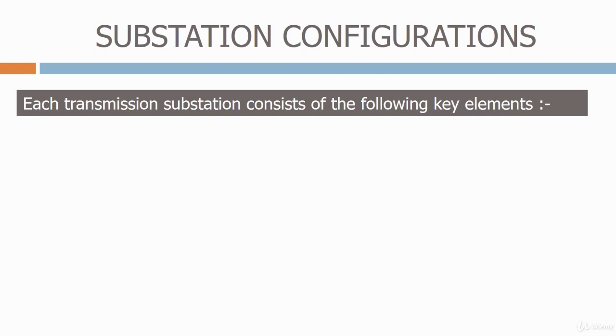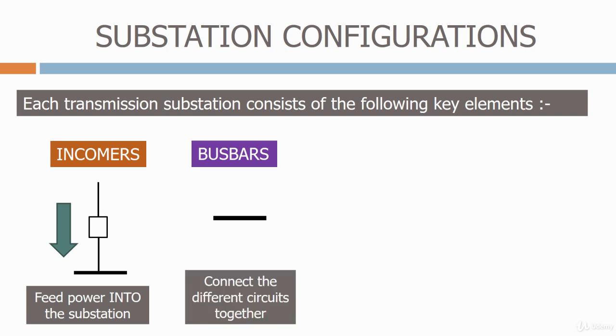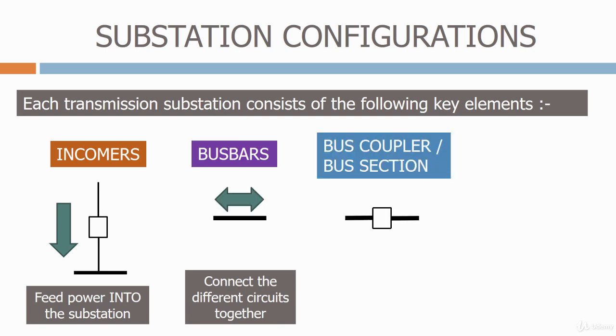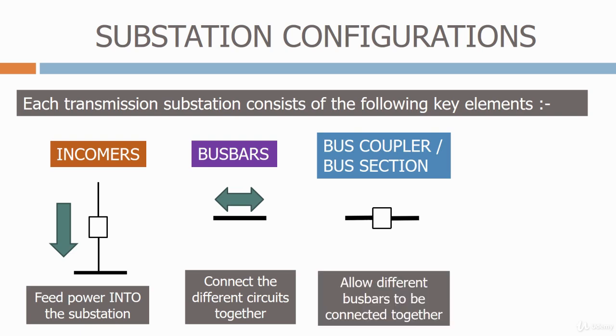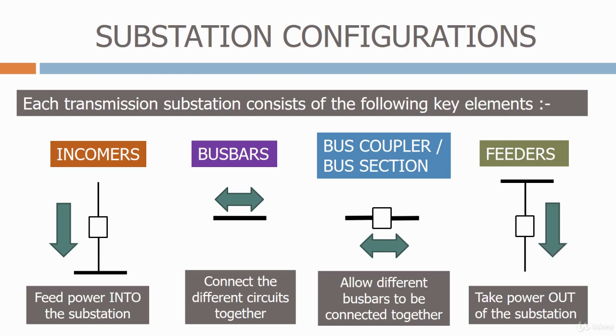Each transmission substation consists of the following key elements. Incomers. These feed power into the substation. Bus bars. These connect the different circuits together. Bus couplers and bus sections. These allow different bus bars to be connected together. And finally, feeders. These take power out of the substation and can either be plain feeders or transformer feeders.